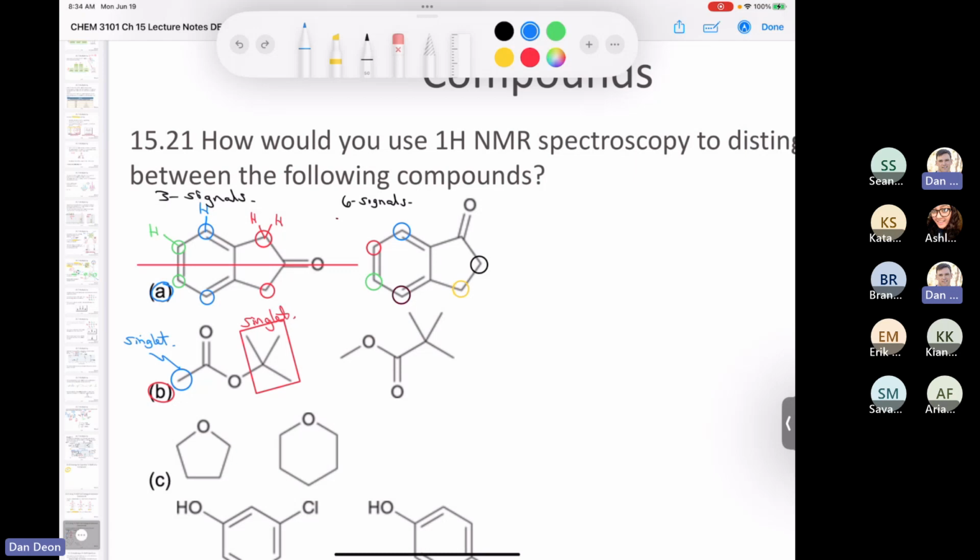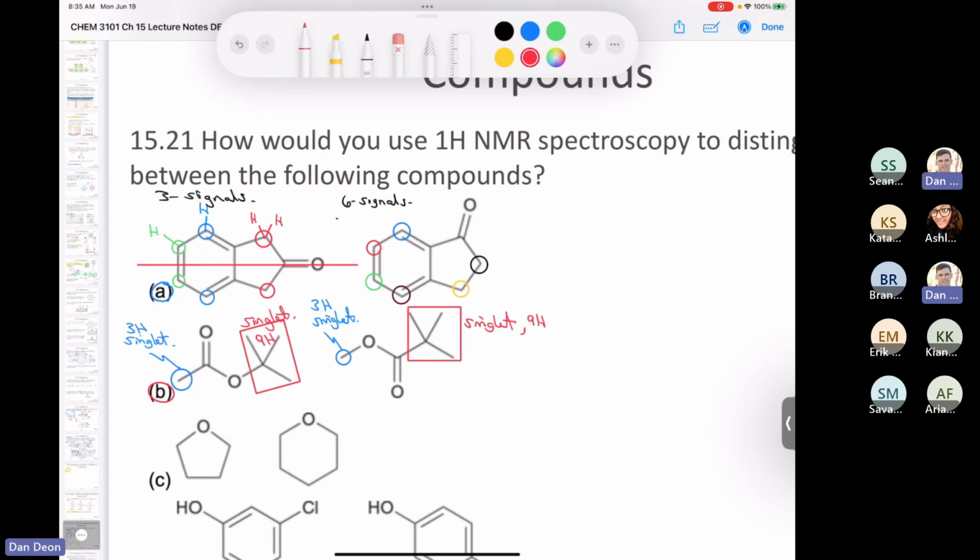Now, if we look at the next compound, we see that this gives you a singlet. This methyl is not split by anything, and this tert-butyl group is a singlet. The difference between the 2 singlets is that the singlet in blue, both of them integrate for 3 protons, and the singlets in red, they both integrate for 9 protons. So we cannot use splitting and we cannot use integration to differentiate between these 2 compounds.